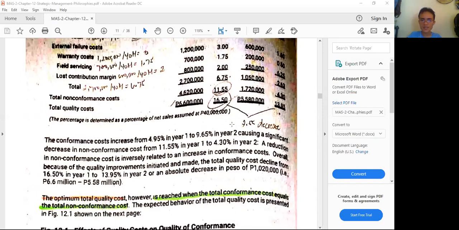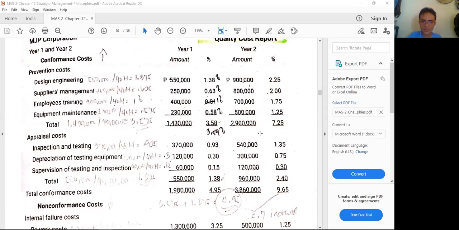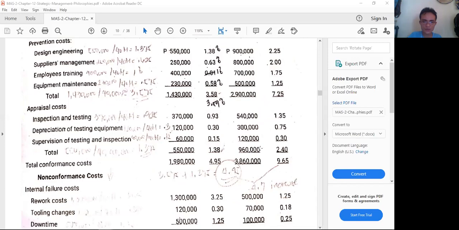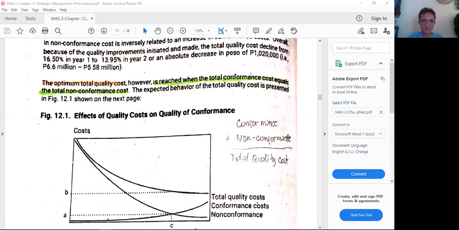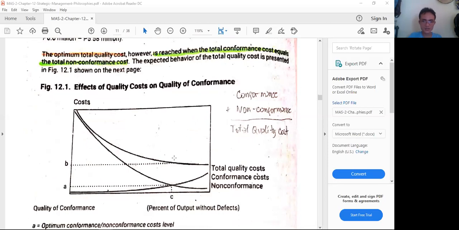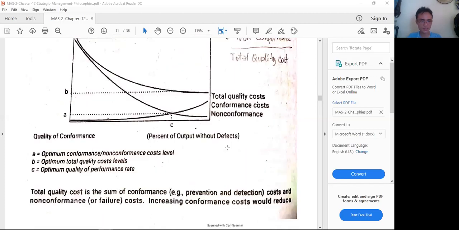So if we invest in this one more, let's check. There has been an increase in prevention. Let's check conformance. What happened to non-conformance? From 11.55, yeah, it decreased to 4.30. See? So if we invest more on the conformance, then we have lesser non-conformance. All right. And we can see here, the lesson here is that there is an inverse relationship between our conformance and non-conformance. So conformance increases, non-conformance decreases. But our total quality cost, of course, is just this line. But we can notice it's going downward also because it is pulled by the non-conformance that's going downward.